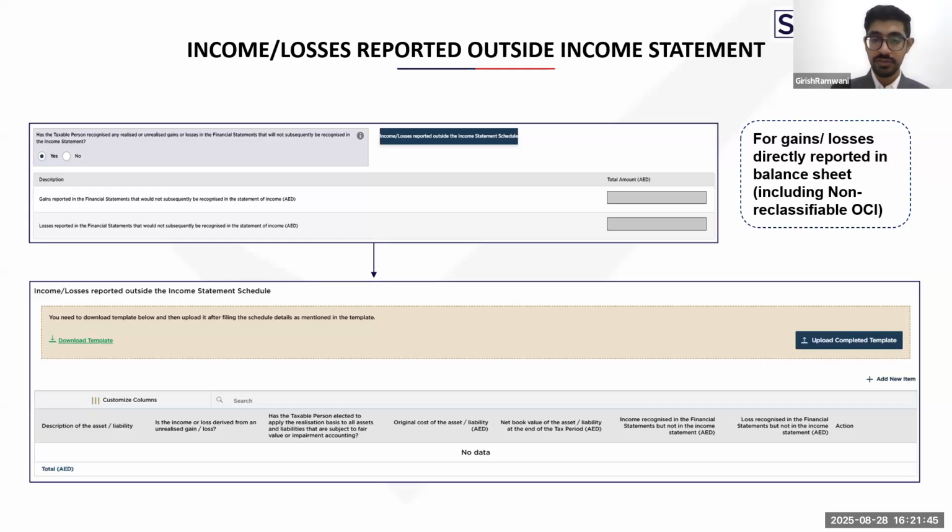Then give the details of the cost, the net book value, and the income or loss which has directly gone into your balance sheet and has not been routed through your profit and loss. That will be taken into consideration in the above portion, which is the gray area, and it will automatically be adjusted to derive the taxable income.